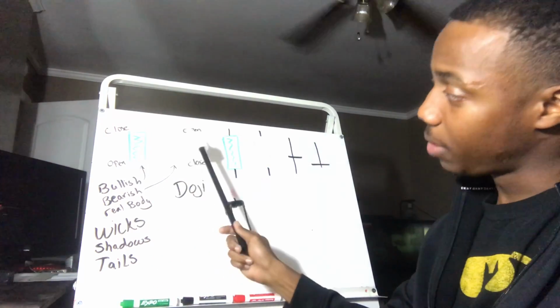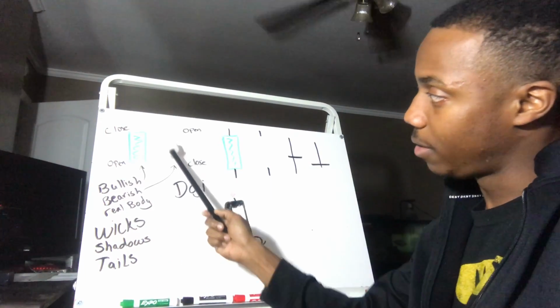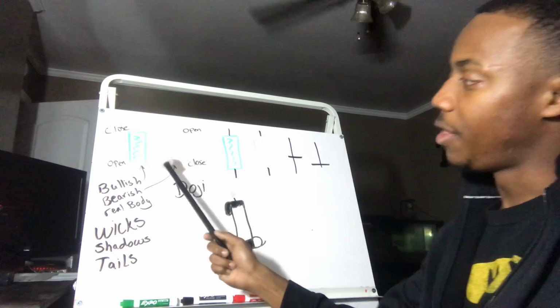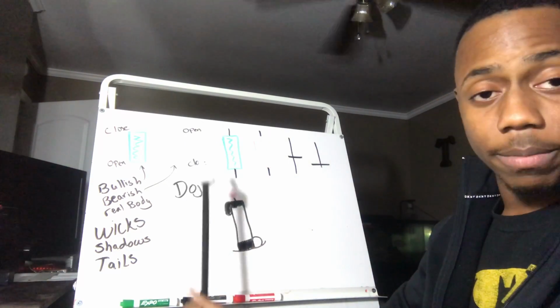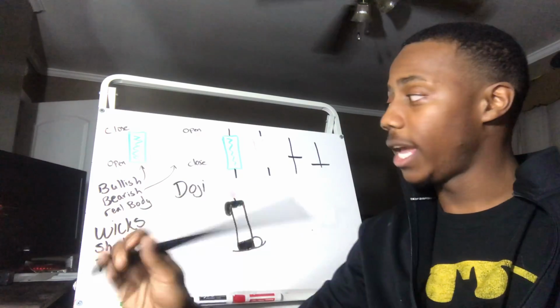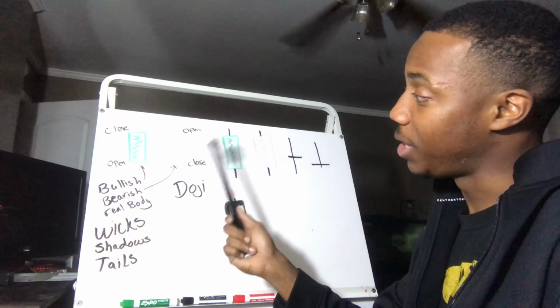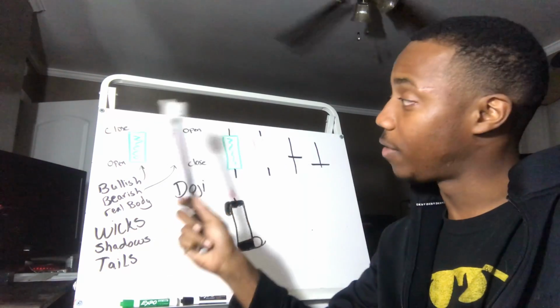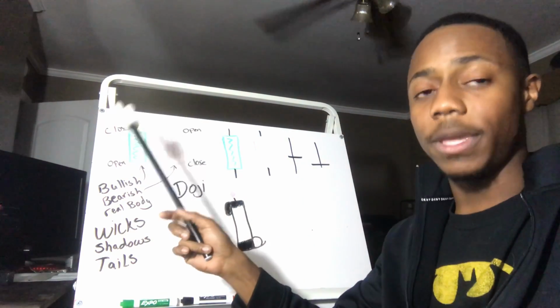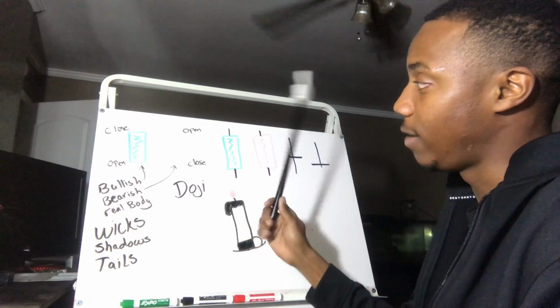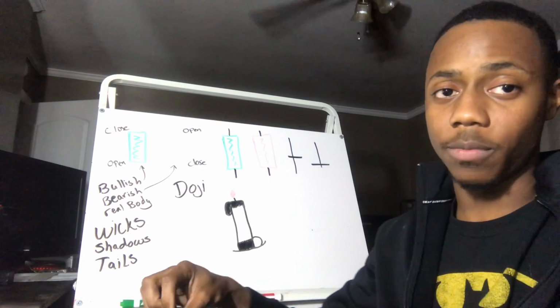The bodies of them are the main bodies. They're called the real body, and that tells you exactly what changes happened within that set period of time. Now, if the candle is green, that means it had upward progress that day, and if the candle is red, it had negative progress.